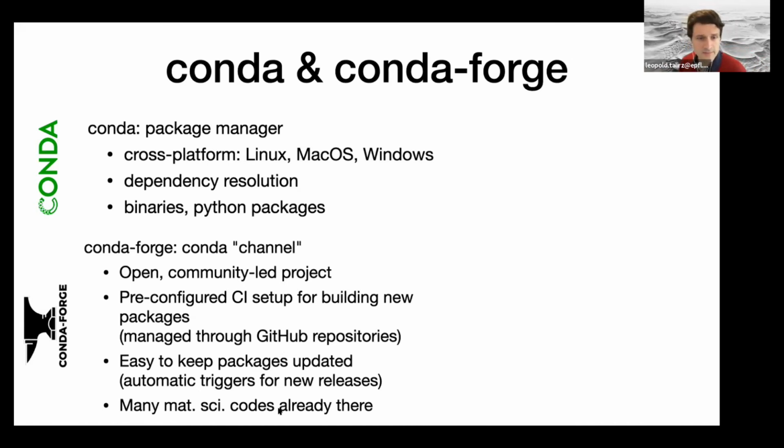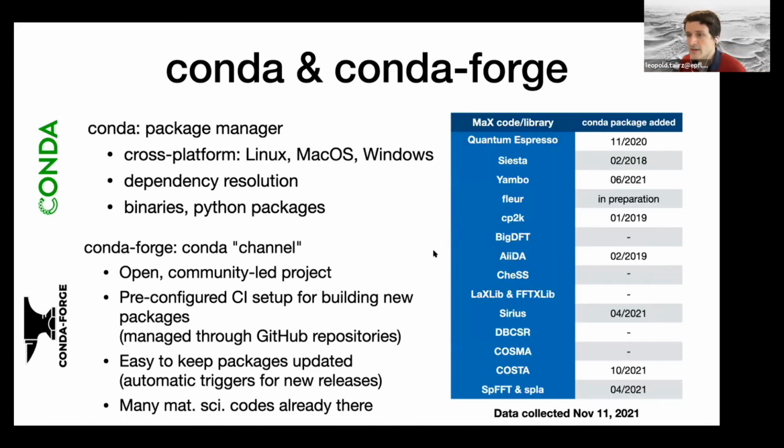And then finally, because of this, many material science codes are already there. So this is a list I compiled for the MAX Center some time ago, for the simulation codes and the libraries that are built by that center. And you can see many of them are already on Conda Forge, and we have been working on, for example, adding more, like the Fleur code.